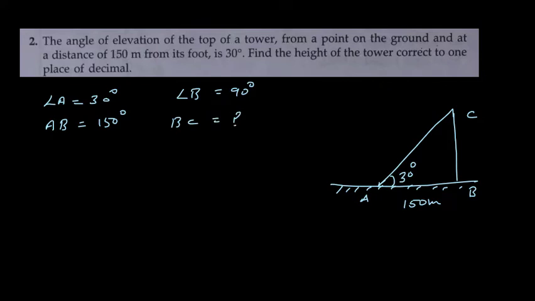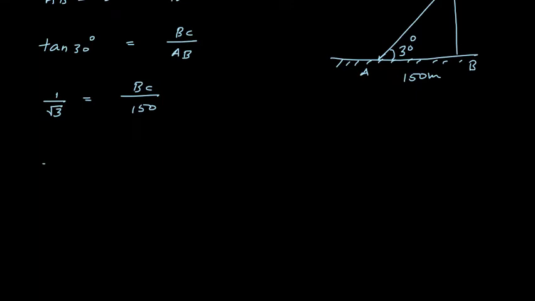Now again you see that if I apply the formula for tan 30, I will get an equation which include this BC. So I will start with tan 30 degree. Tan 30 degree, it is equals to BC divided by AB. Now the value of tan 30 degree is 1 upon root 3. It is equals to BC upon AB. AB is 150 meter. So therefore BC is 150 divided by root 3.